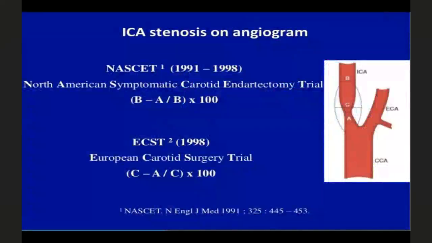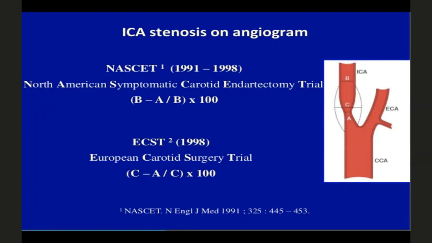And this I wanted to run by because this is something that people think they understand, but I get questions occasionally from even vascular surgeons, so I'm addressing it again. So ICA stenosis, there are 2 important trials. So we follow the NASCET trial, which is the North American Symptomatic Carotid Endarterectomy Trial, right?